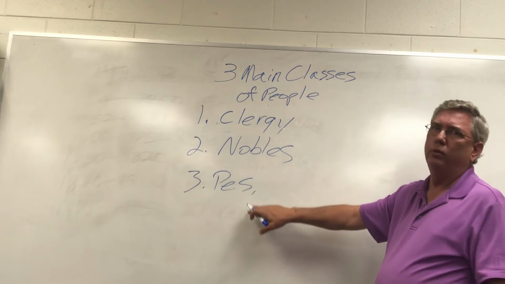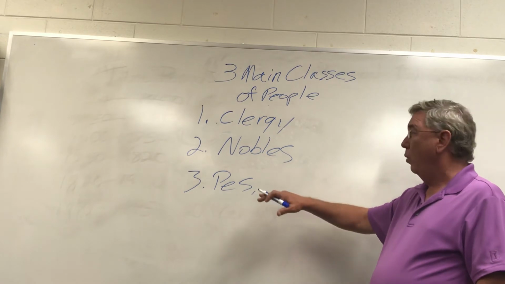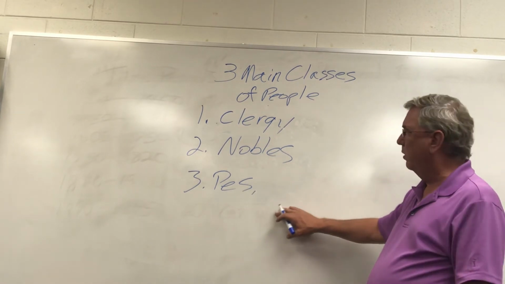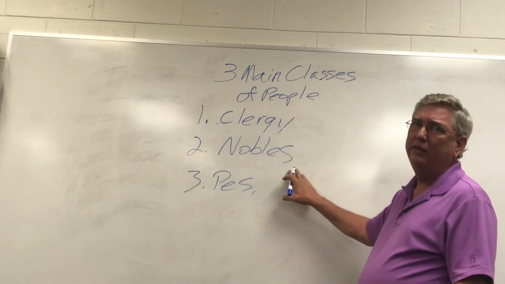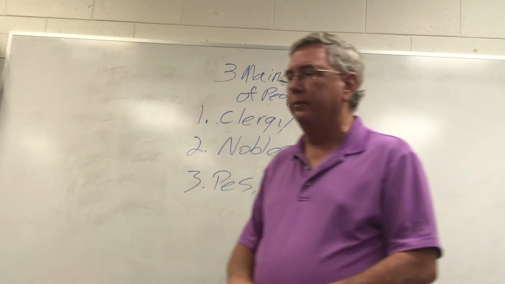The relationship between the nobles and the peasants: the nobles ruled over the peasants and had them do all their dirty work, and they just lived high on the hog. Whereas the peasants did everyone's dirty work, even for the clergy and the nobles. Those are the three main classes of people.